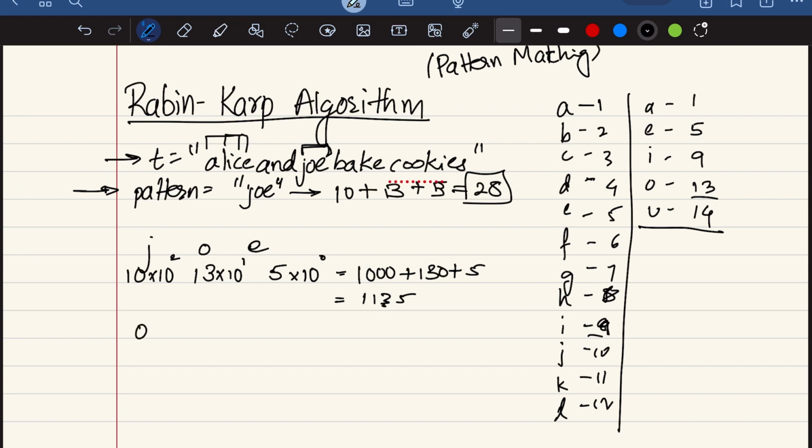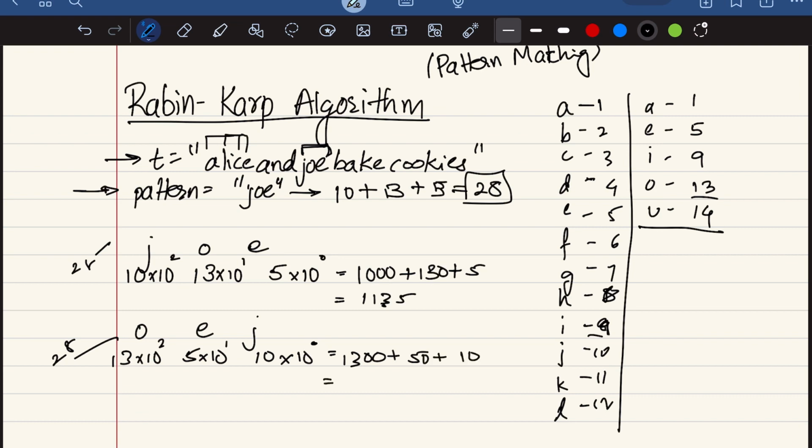But if we take the same string like this, earlier this was 28 and this was also 28, right? Now let's calculate again. So it's going to be 13, it's going to be 5, it's going to be 10, and we do this again. So the value is going to be this plus this plus this, 1360. So if you see, now we have different values.